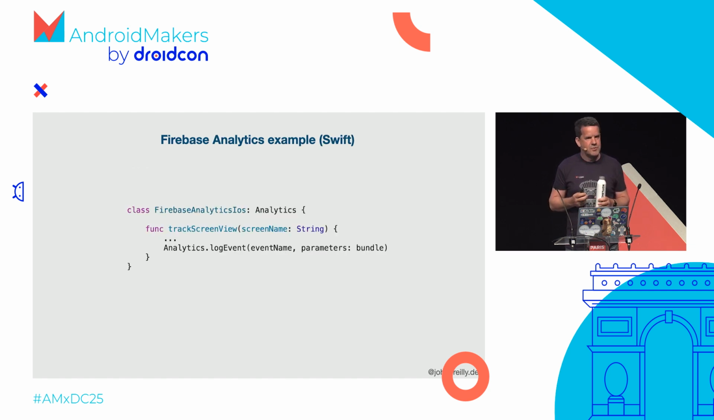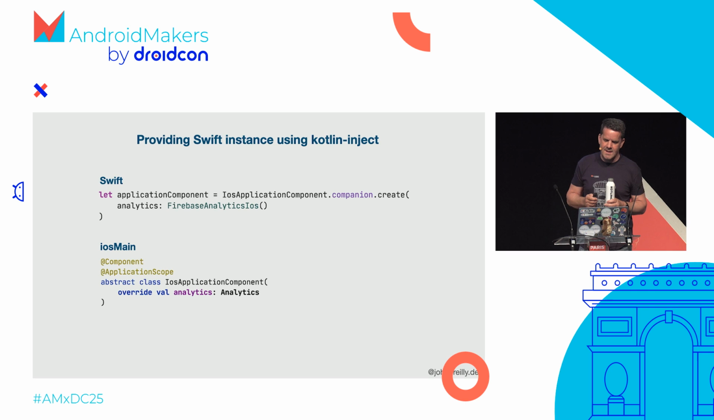And then the implementation in Swift, making use again of the Firebase Swift package, and again, we'll pass this instance to shared code. In this case, we're using the kotlin-inject DI framework, passing in the Swift instance when creating the kotlin-inject component from iOS code. Using override here provides a similar mechanism to ensure this instance becomes part of our object graph when running on iOS.